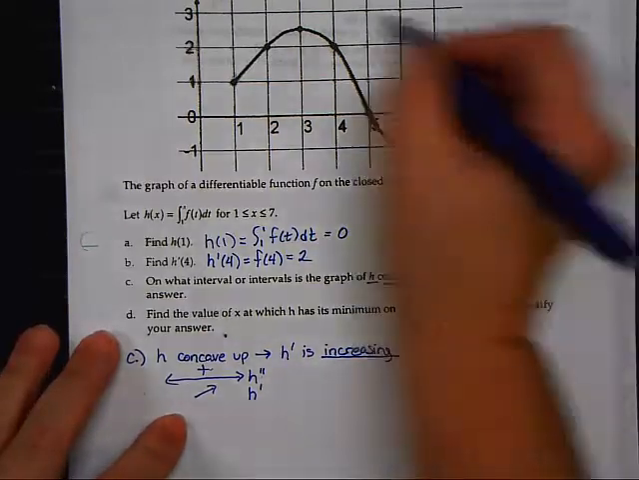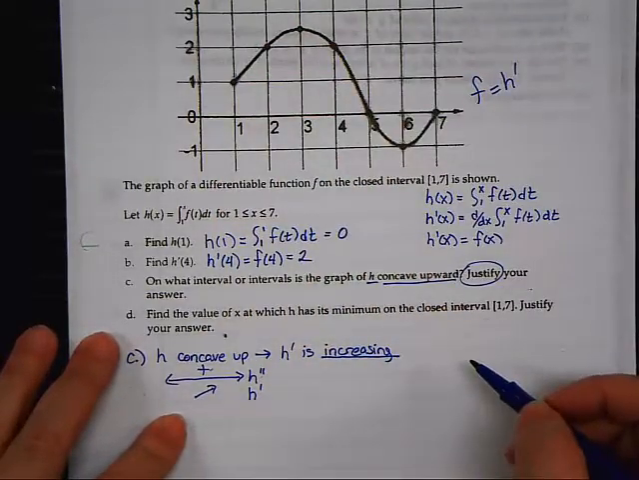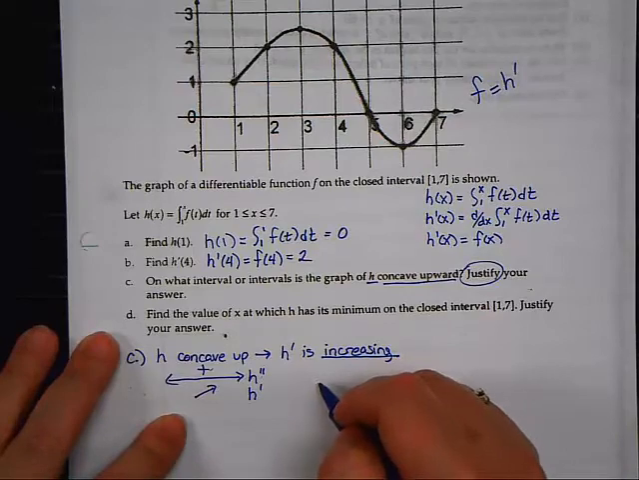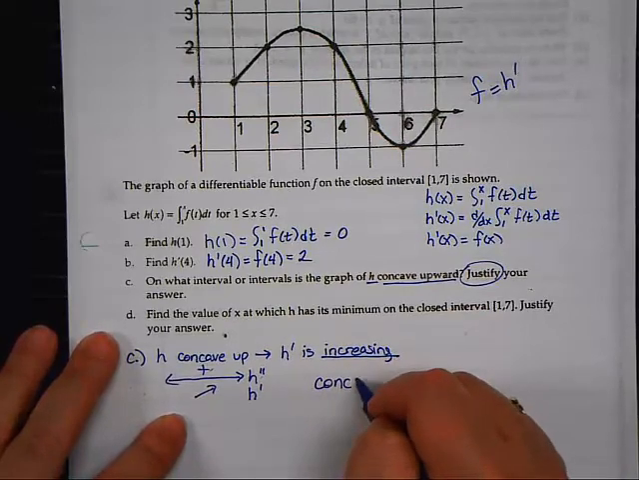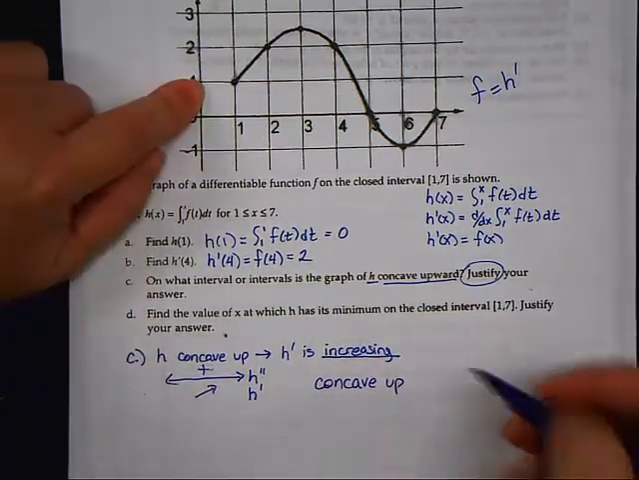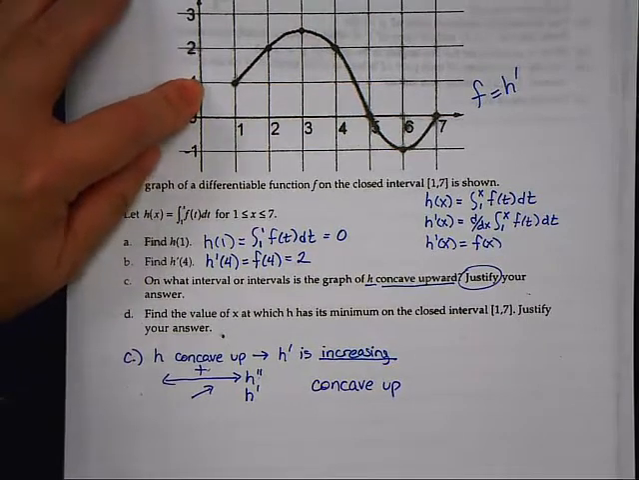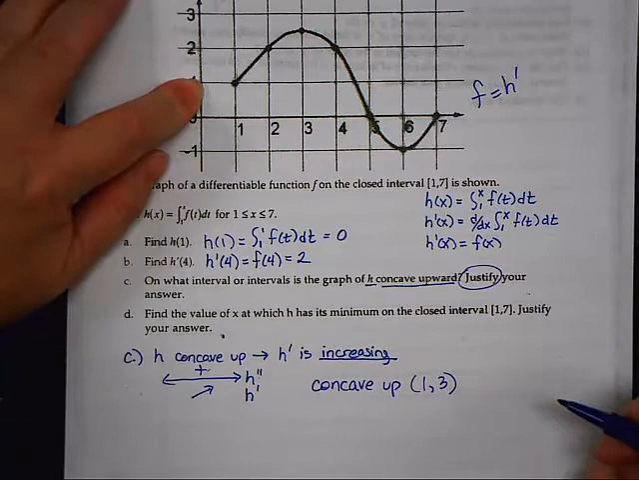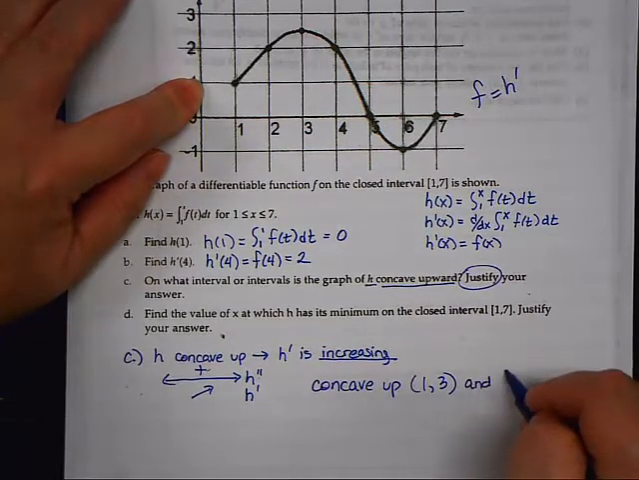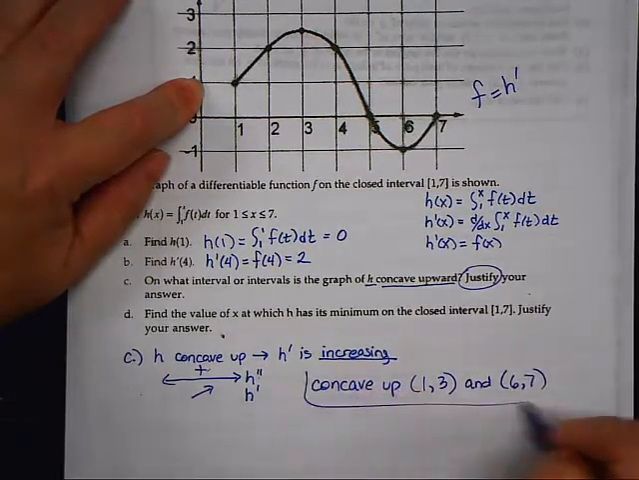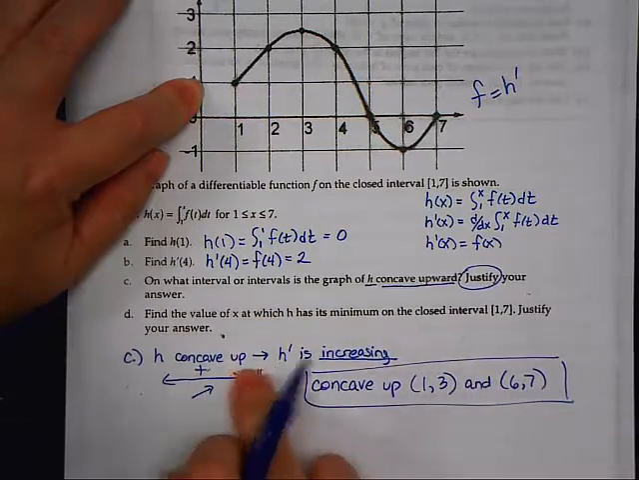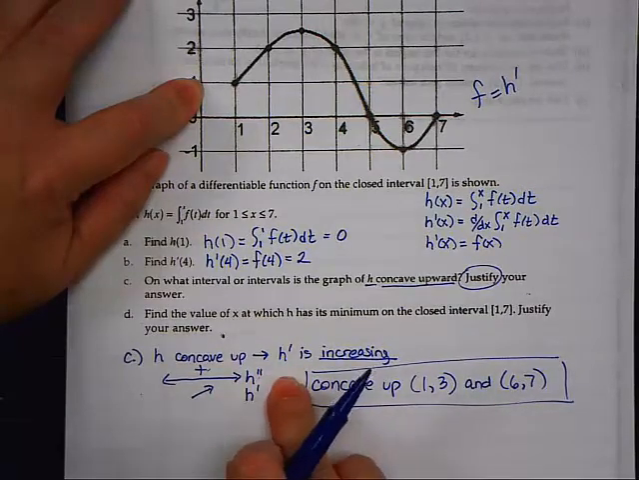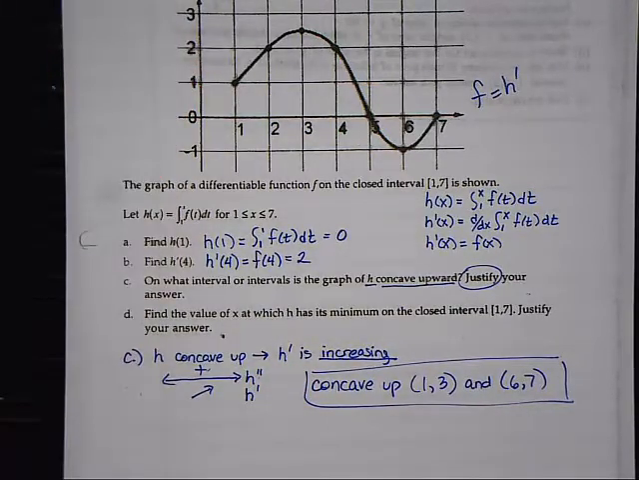Okay. So, this is the graph of H prime. I need to know where it's increasing because that's going to tell me where H is concave up. Where is this graph increasing? From where to where? 1 to 3. Any place else? And 6 to 7. The justification is this sentence right up here. The justification is the sentence I wrote.